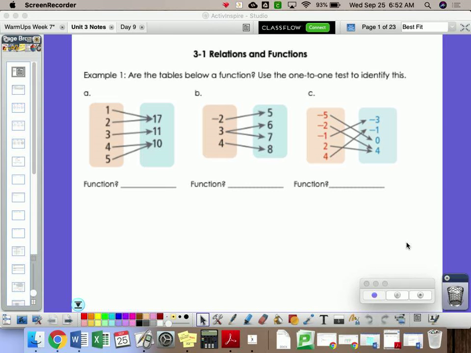Relations and functions. So let's look at example 1. Are the tables below a function? Use the one-to-one test to identify this. So let's look at these tables.